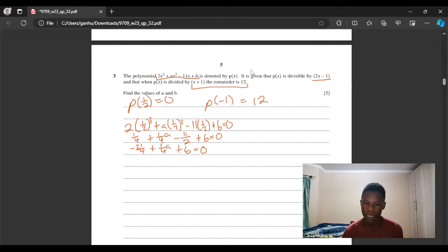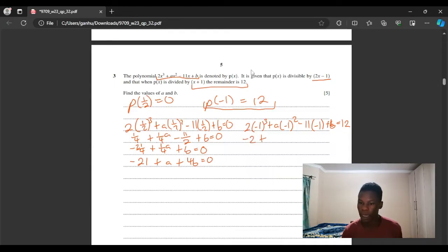Let's just multiply through by 4 to get rid of the denominator. So that would be negative 21 plus a plus 4b is equal to 0. Now let's evaluate this equation. p of negative 1 is equal to 12. So that's 2 open brackets negative 1 to the power 3 plus a negative 1 squared minus 11 negative 1 plus b is equal to 12. So negative 1 cubed is negative 1 times 2, that's negative 2, plus a plus 11 plus b is equal to 12.